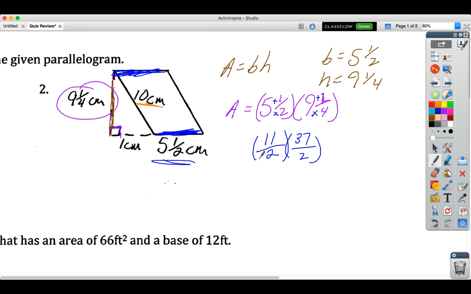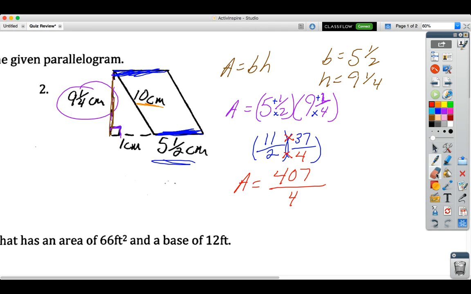All right, now we will multiply these two together. So 11 times 37 is equal to 407. Remember, when we're multiplying fractions, we multiply our numerator with our numerator, our denominator with our denominator, and 2 times 2, which is 4. So you can then leave your answer as A is equal to 407 over 4 centimeters squared. I'm sorry, I'm realizing now that this is a 4, and I wrote a 2 there. So this should have been a 4.